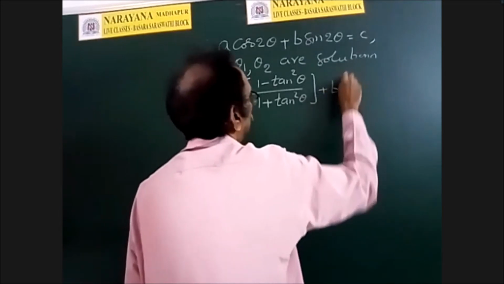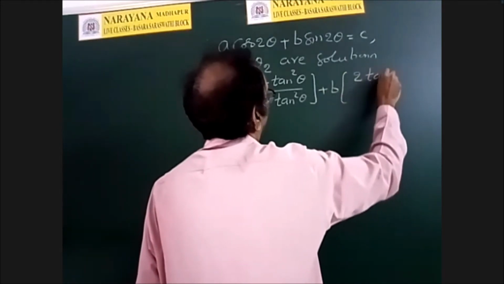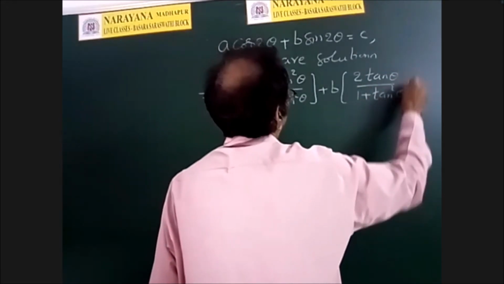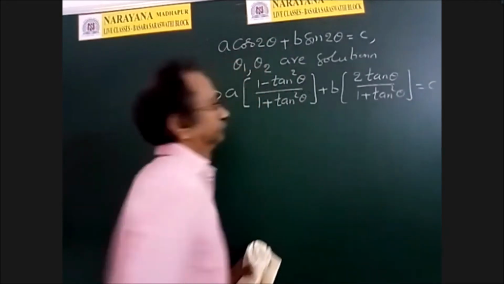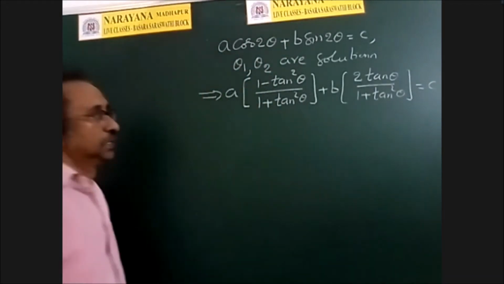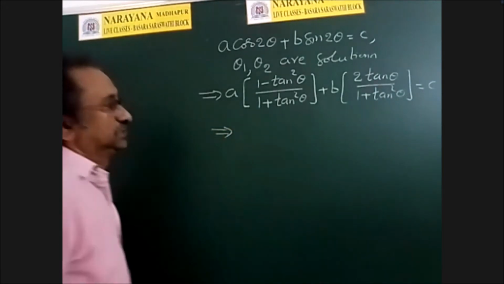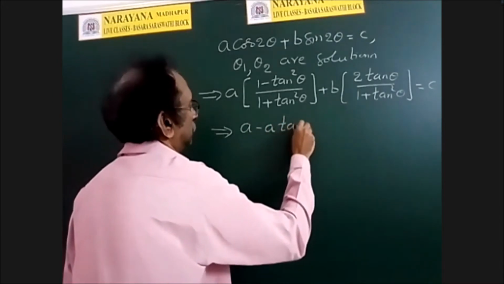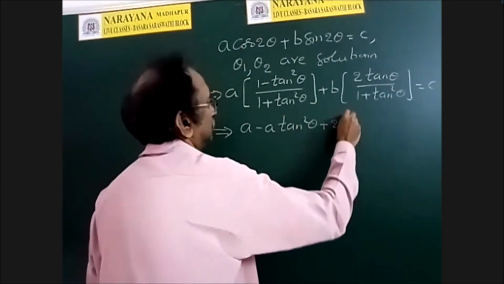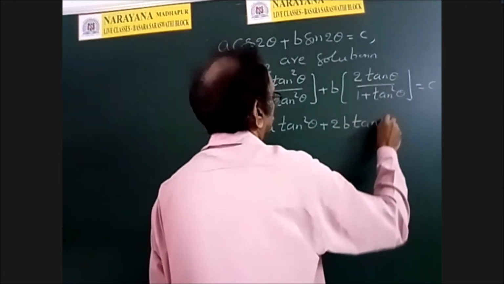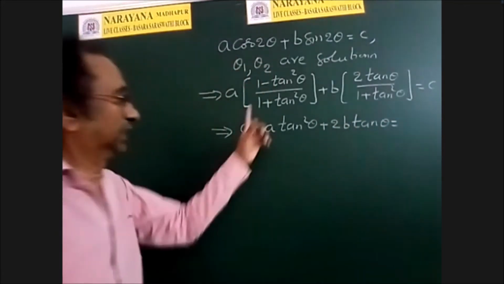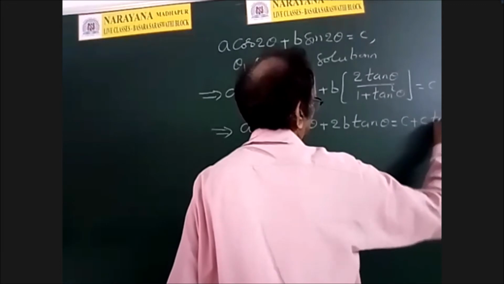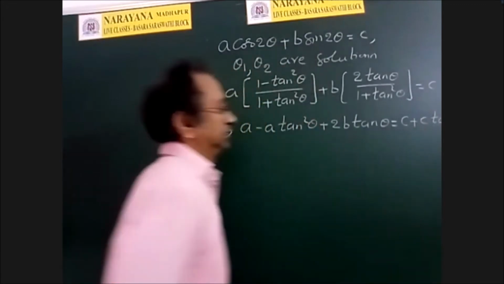plus b into 2 tan theta by 1 plus tan square theta is equal to c. Okay. So next step, 1 plus tan square theta is the LCM. So a minus a tan square theta plus 2b tan theta is equal to, by cross multiplication, I can write this as c into 1 plus tan square theta, that is c plus c tan square theta.